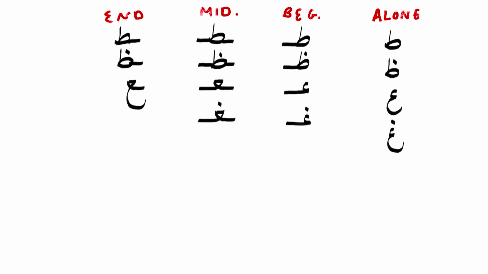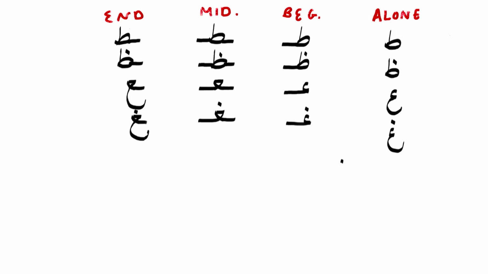dot on the top. Likewise, when ghain is at the end of a word, it has the connecting line to join to whatever's before it. We go up, we go right, we come back down, and this time we curve it as well, just like we did with the ayn, and then we put the dot on the top.